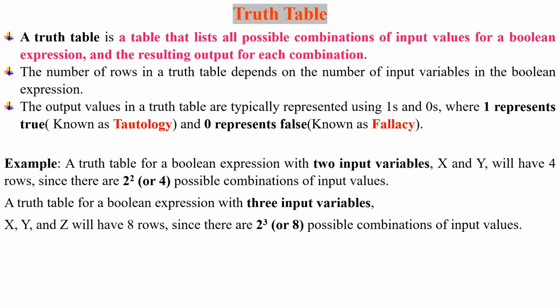For example, a truth table for a Boolean expression with two input variables, x and y, will have 4 rows, since there are 2 power 2, or 4 possible combinations of input values. A truth table for a Boolean expression with 3 input variables, x, y, and z, will have 8 rows, since there are 2 power 3, or 8 possible combinations of input values.